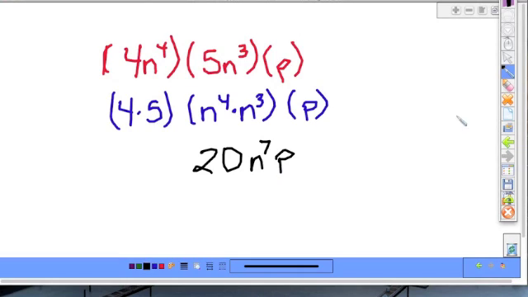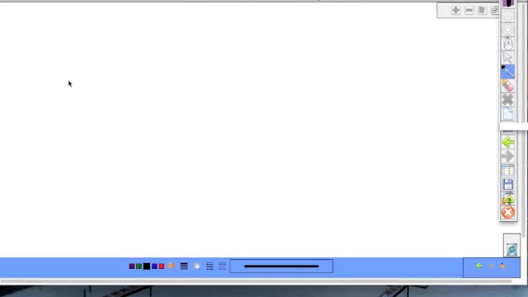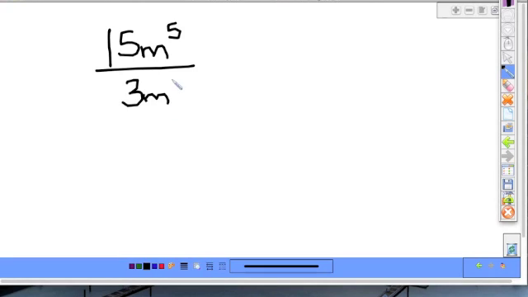Now, what if we were dividing instead of multiplying? Let's see what dividing looks like. So if I had 15m to the 5th power all over 3m squared. Okay, so let's solve this out. First thing we want to do is divide our actual numbers. So we have 15 and 3. 3 goes into 15 5 times. So that's the beginning of my answer over here. That's going to be my base number.